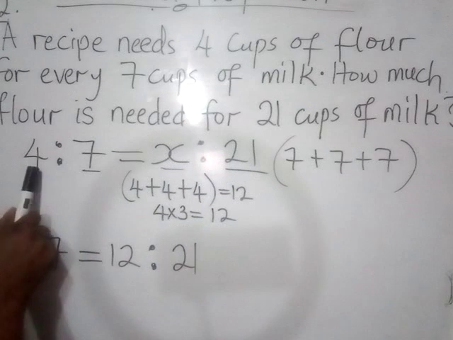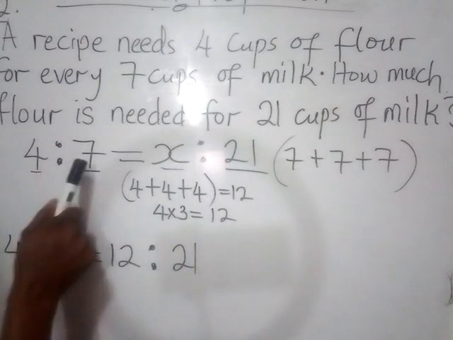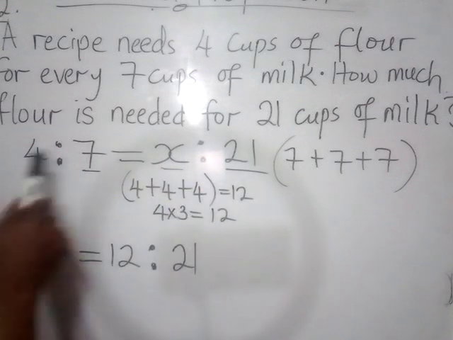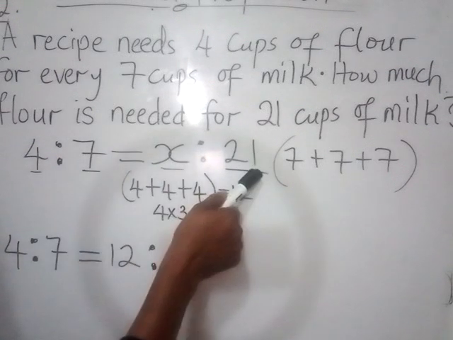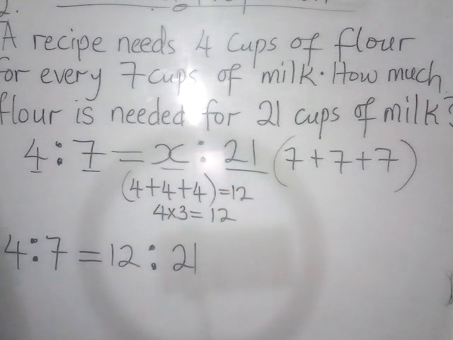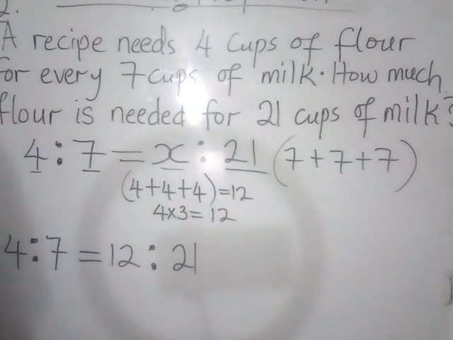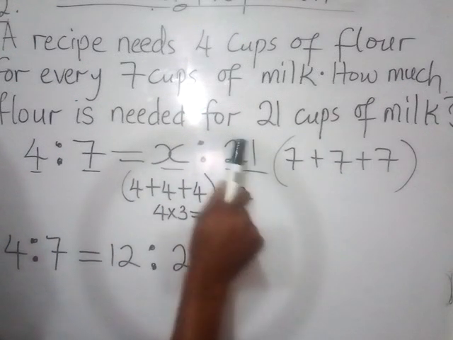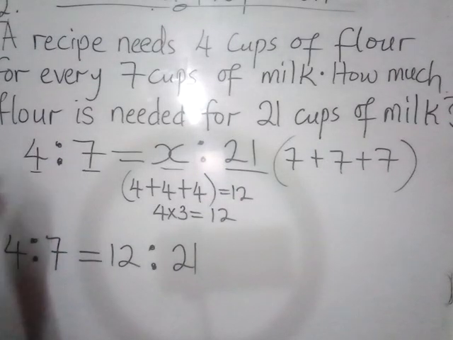For instance, here now the partner of 4 in the equivalent ratio is missing, but the partner of 7 is there. 4 increased to x, we don't know what it is. 7 increased to 21. Now we have 7, we have 21. So we can figure out the relationship between 7 and 21. We know that 7 times 3 is 21, or 7 plus 7 plus 7 is 21. So we already know what happened, because whatever happens to one happens to the other.